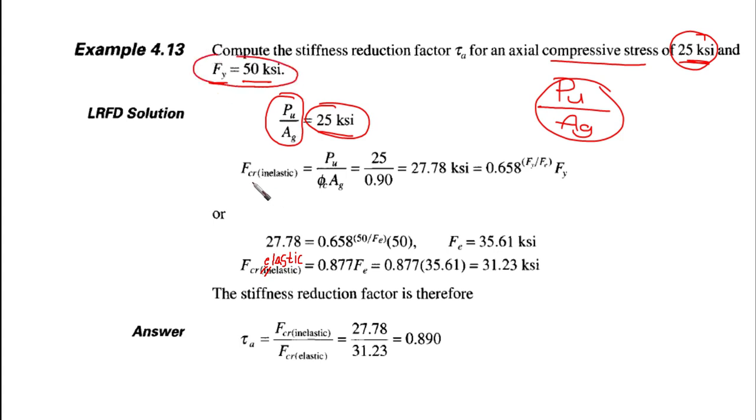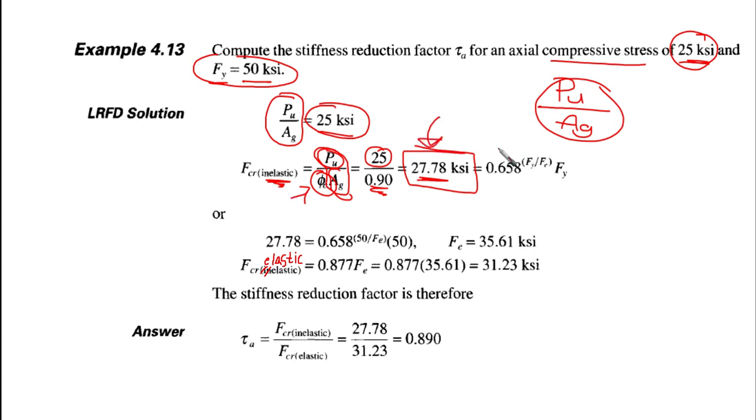First of all, we are going to have Fcr inelastic. We're going to calculate it by ourselves. So it is going to be Pu over Ag, which is given for us as 25, and we are going to add this phi c, which is 0.9. So it is going to be 25 over 0.9. It gives us 27.78. Then we are going to equate this compressive Fcr inelastic with the compressive strength.